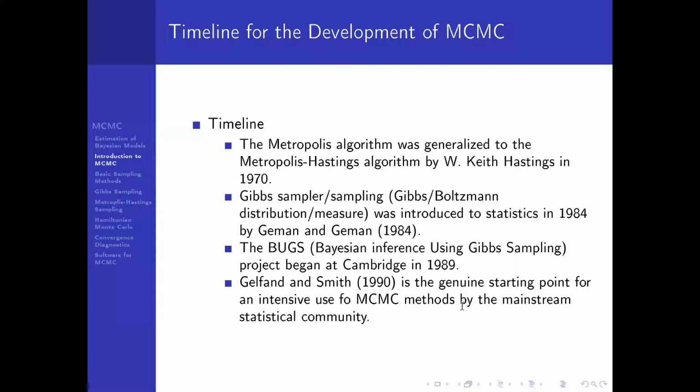Gelfand and Smith's 1990 paper is believed to be the genuine starting point for intensive use of MCMC methods by the mainstream statistical community. So this is not a long time ago in terms of large-scale mainstream implementation of MCMC and application of Bayesian methods in the statistics community and related fields.